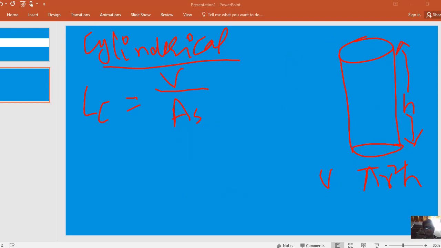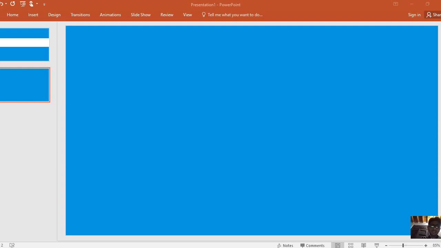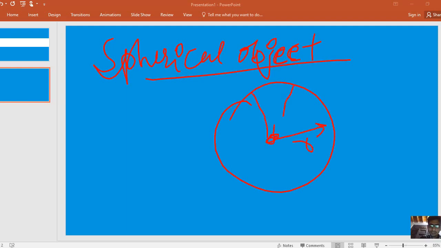Now for a spherical object, suppose this is a spherical object. This is the radius of the sphere.